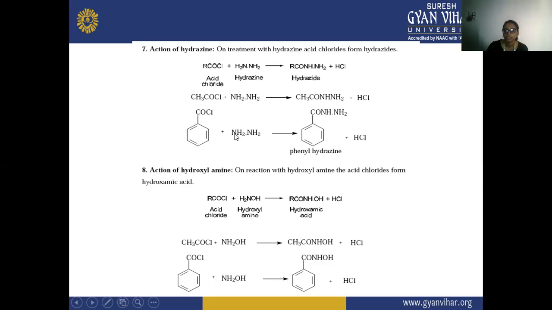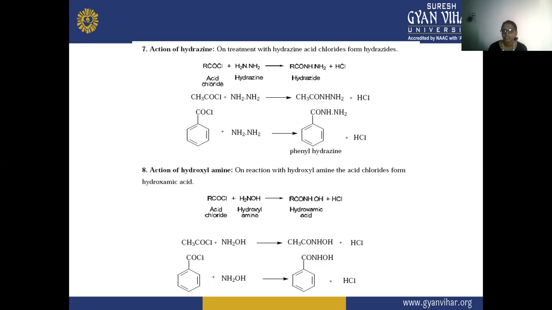This proton is dissociated from here, and there is a negative charge on this NH2. This positive proton will react with the chlorine, forming HCl, and this negative N and this positive C will react, forming phenyl hydrazide. So on treatment with hydrazine, acid chloride forms hydrazide.